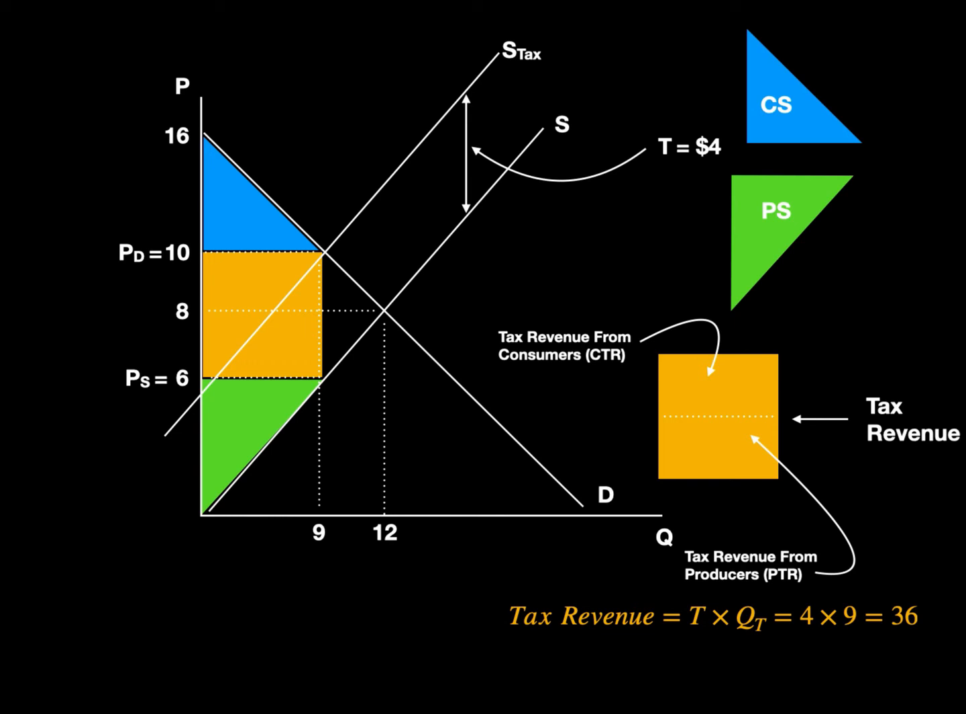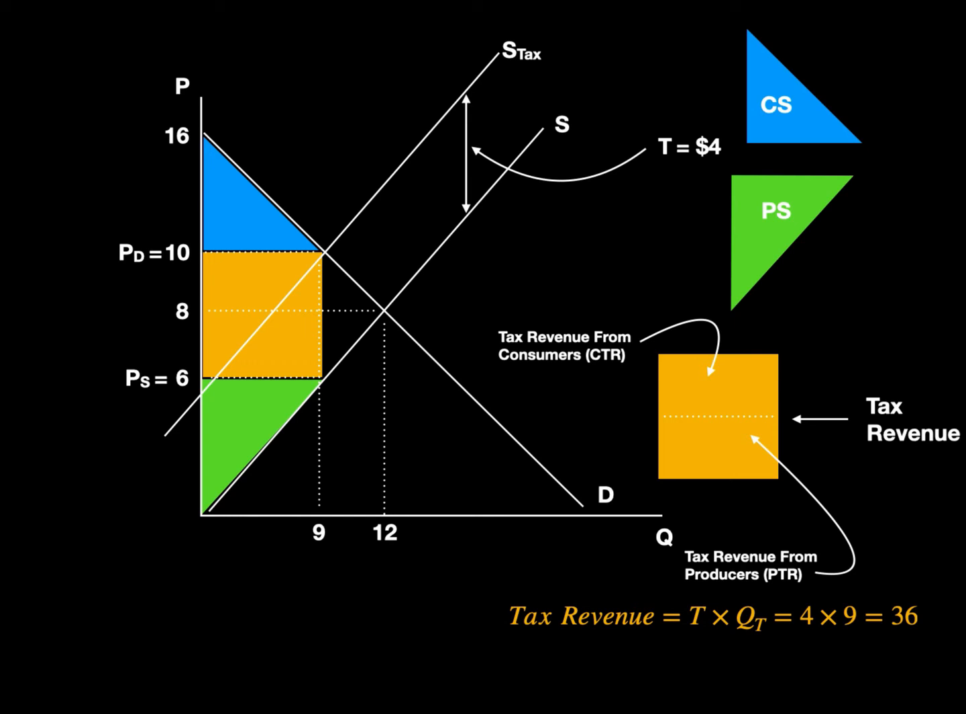The bottom portion of the rectangle represents the amount of the tax paid by producers. In the free market with no tax, the producers were receiving $8. Now that a tax has been imposed, the producers are now receiving $6. So they are also paying $2 of tax on each unit they sell.